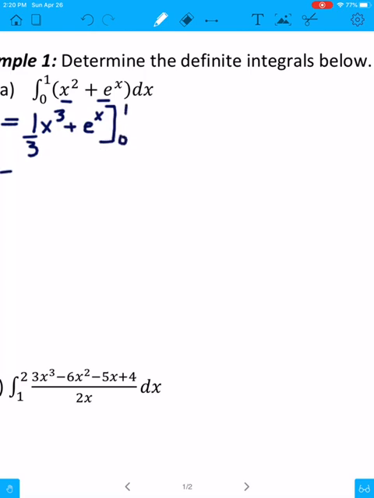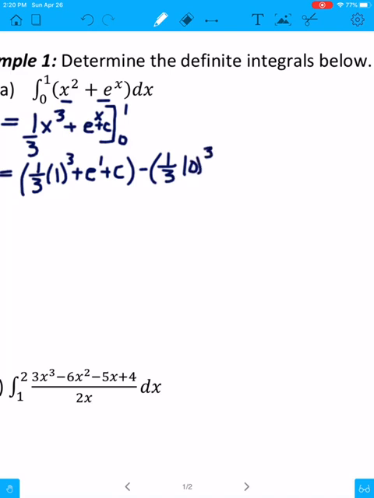So we're going to fill a 1 in first. So we get 1/3 times 1 to the 3, plus e to the 1, plus c. Oops, I forgot the plus c. Oh my goodness. Plus c, minus 1/3 times 0 to the 3, plus e to the 0, plus c.